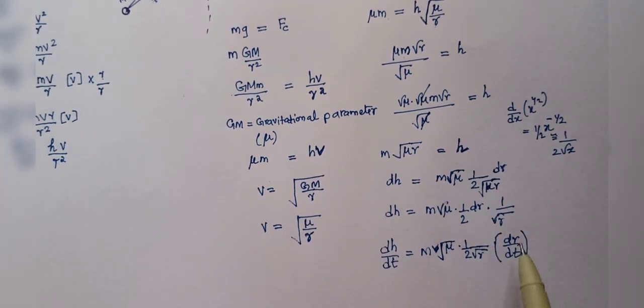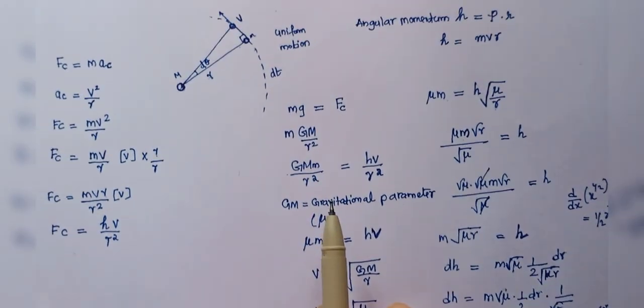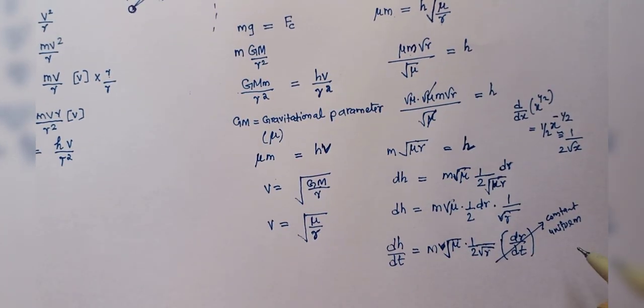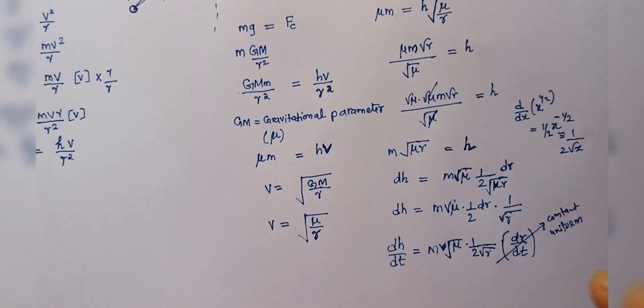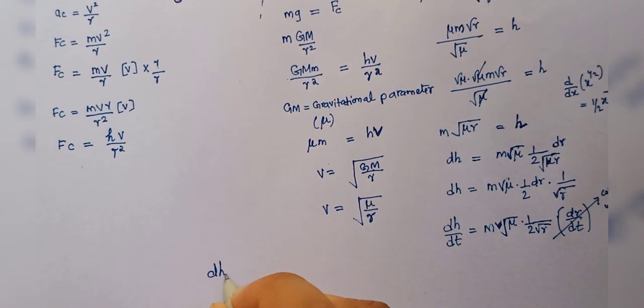Your dr by dt here, if you see, if any motion is moving with a constant velocity, then dr by dt is going to be 0, because for any constant uniform velocity, now we have already assumed that your body is in a uniform motion. So in that condition, your dr by dt is actually 0, so it is going to execute a uniform motion. So this term is going to be 0, so ultimately you end up with ds by dt equal to 0.